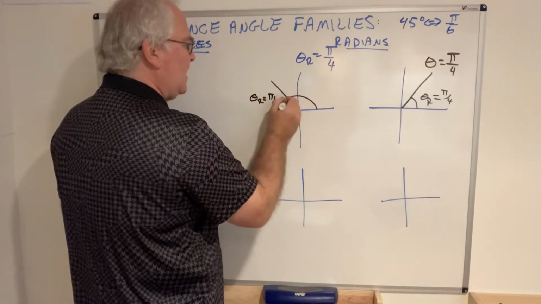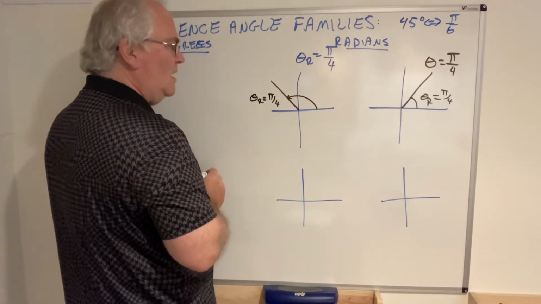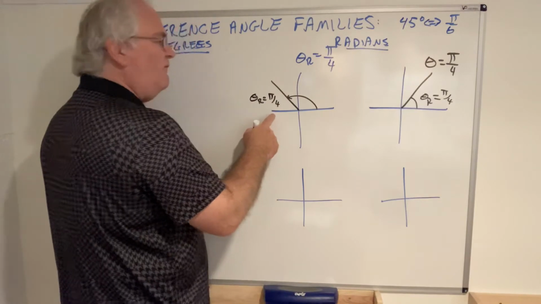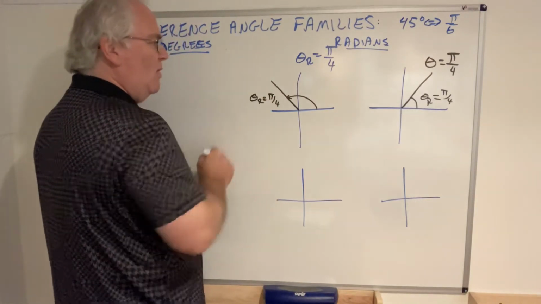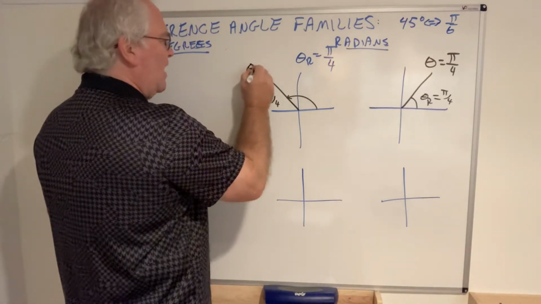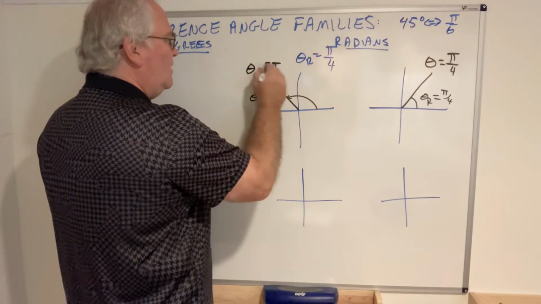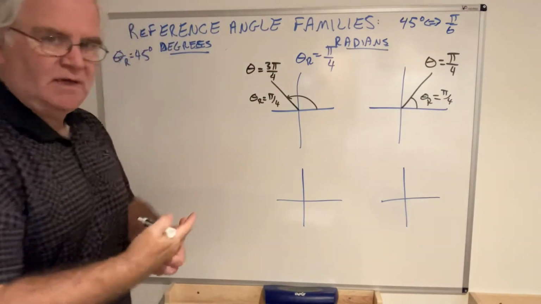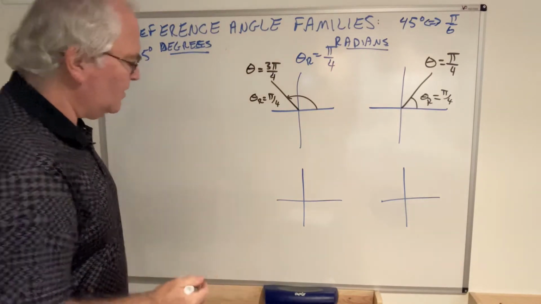But we want this angle. Well, one way to think of this is pi, which is 4/4, take away 1/4, and certainly that would give us 3 pi over 4. But once we get all these up here, I think there's an easier way to think of this, but let's get them all present first.